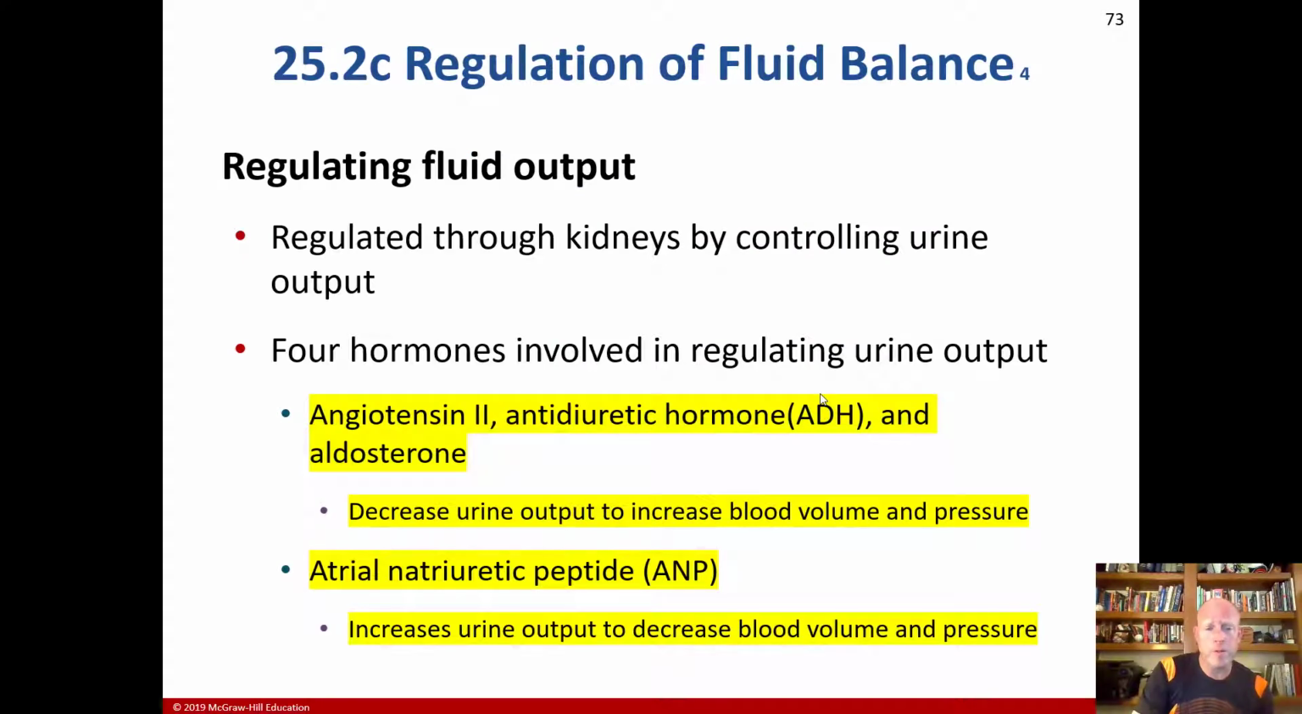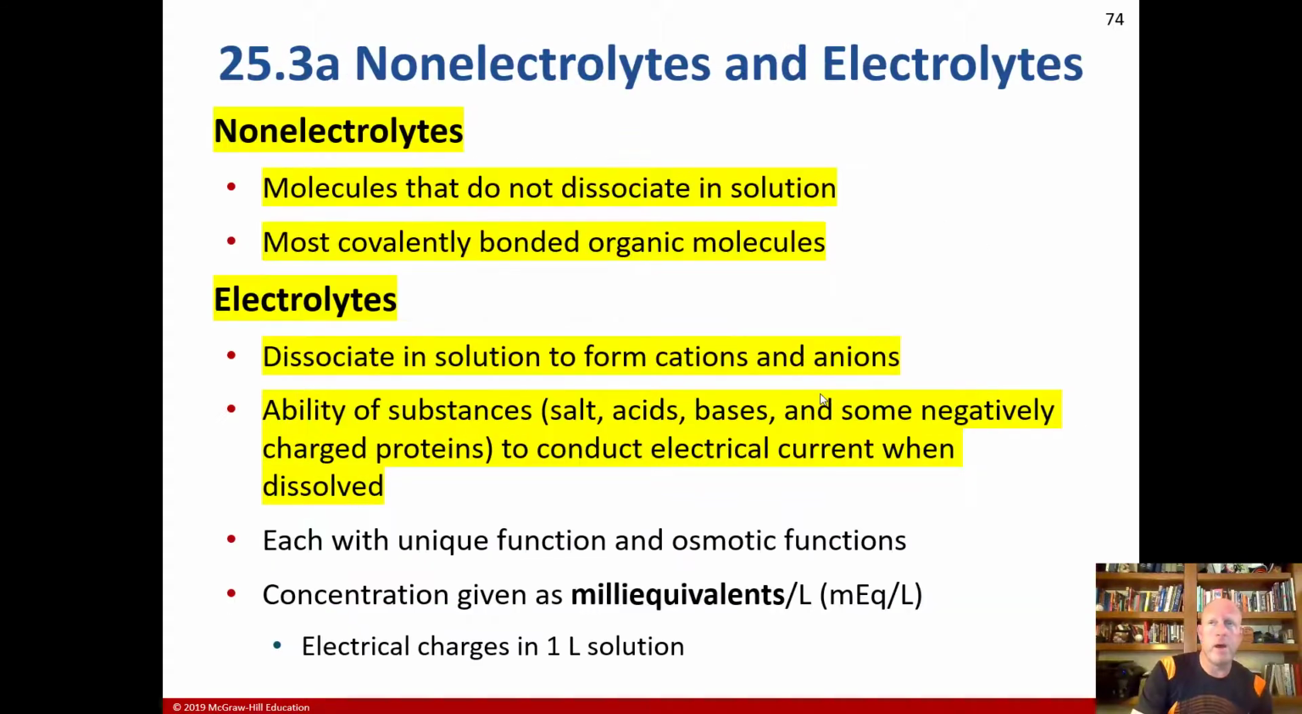With regulating fluid output, make sure you know the role of angiotensin II, ADH, aldosterone, and ANP, specifically as it relates to regulating fluid output, with decreasing or increasing urine output, and how that plays a role with blood volume and pressure. There's at least one multiple choice question, and possibly two or three different total questions related to that content, with some fill in the blank, I believe, as well.